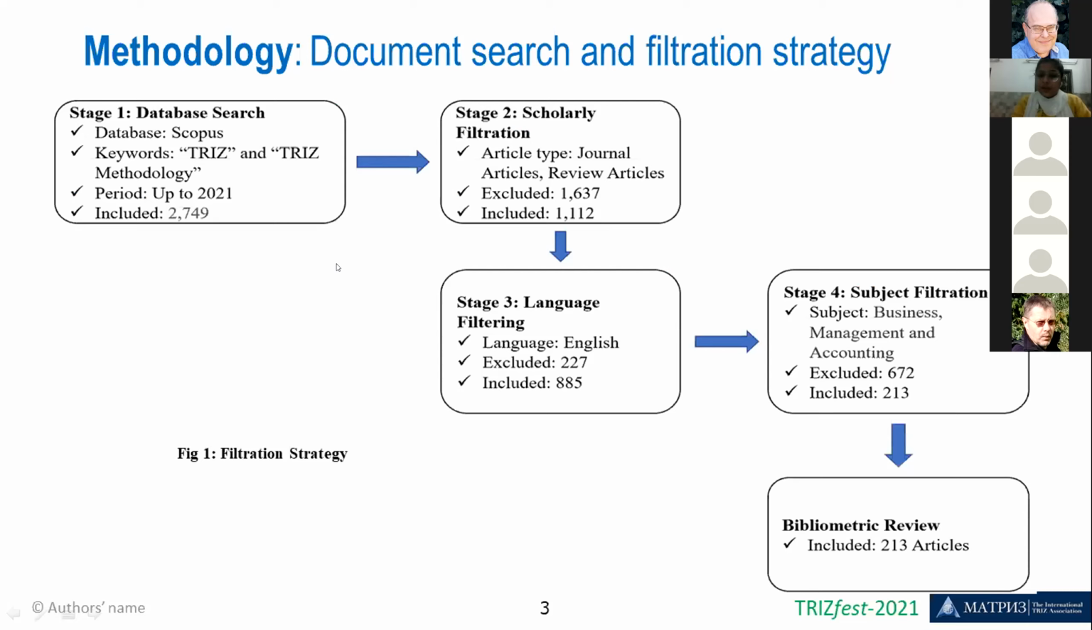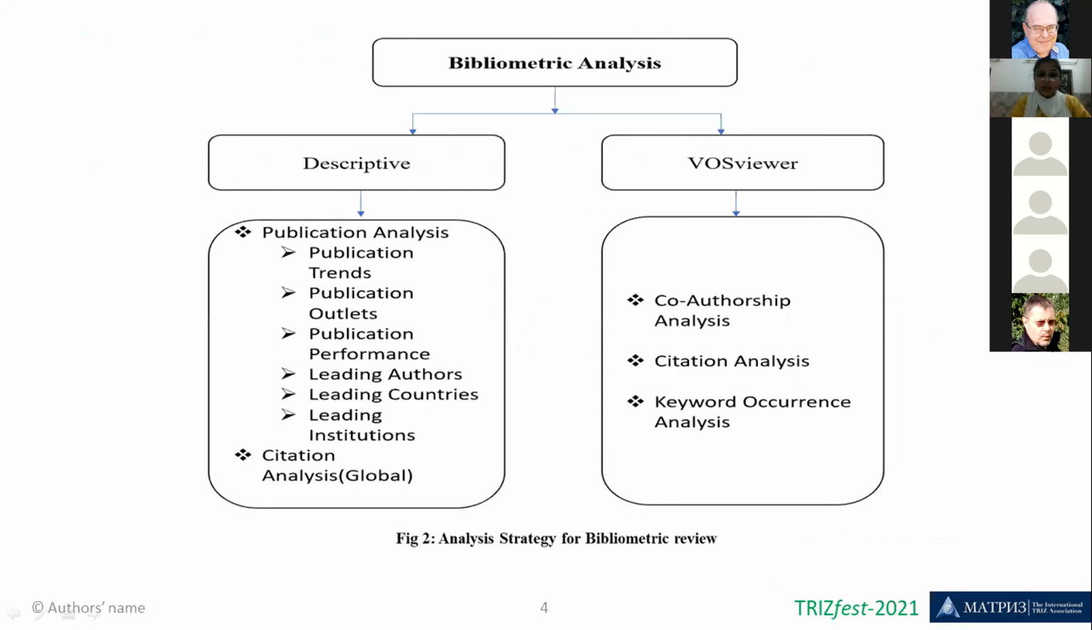Then we did language filtration. We included only papers in the English language. And then we further limited to the business, management and accounting subject area. And finally, we concluded with 213 articles, and we conducted the bibliometric review on that. The bibliometric review was followed by a detailed literature review also, and we have concluded potential future research directions in the review study.